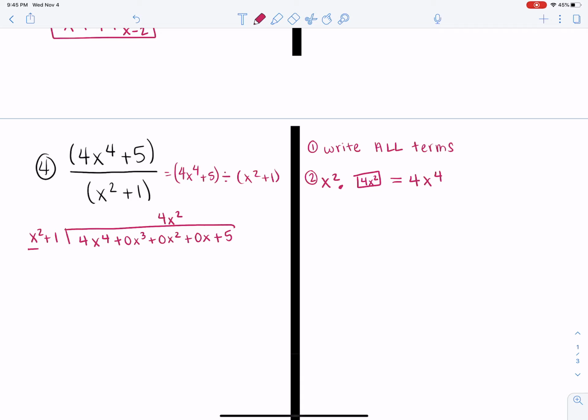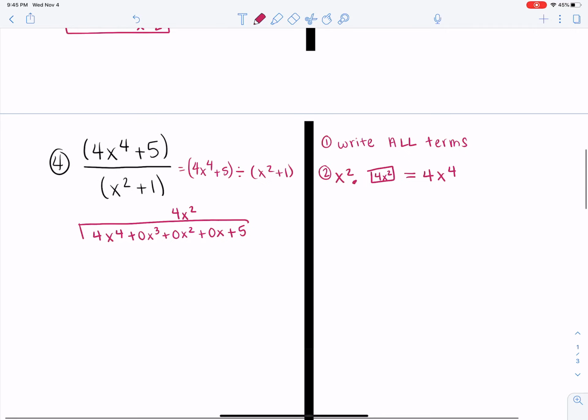Okay, now I forgot one thing. If we have to write all terms on the inside, we also have to write all terms on the outside. And I forgot to fill in the term for the x. So really I have an x squared plus 0x plus 1. Make sure you fix that on your paper, okay?